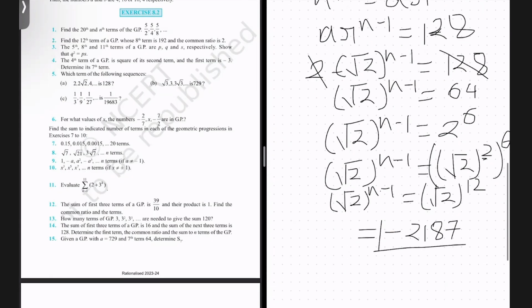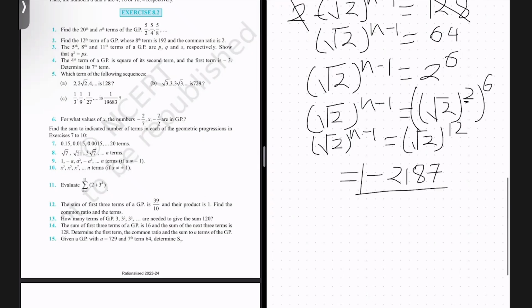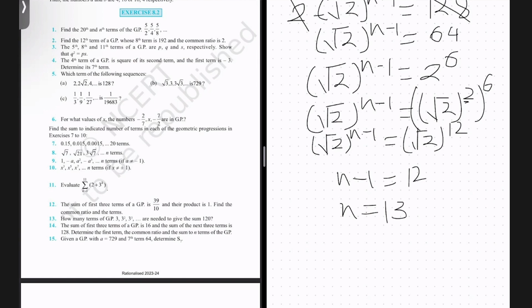As you see, now both the LHS and RHS have the same base. Now we can finally equate the powers. So we have n minus 1 equating to 12 and n being equal to 13. So this is the 13th term of this particular sequence, this particular GP. Correct? Moving on to the second part of this question.